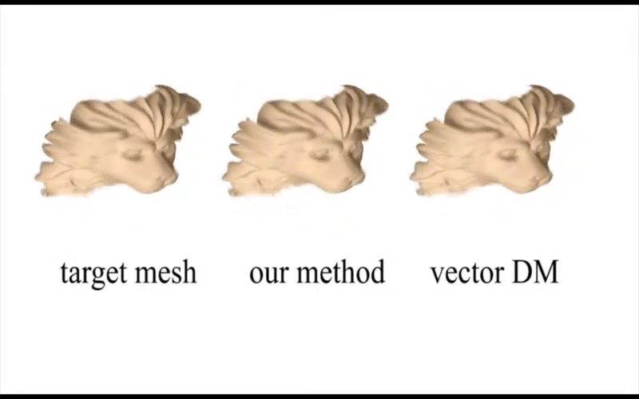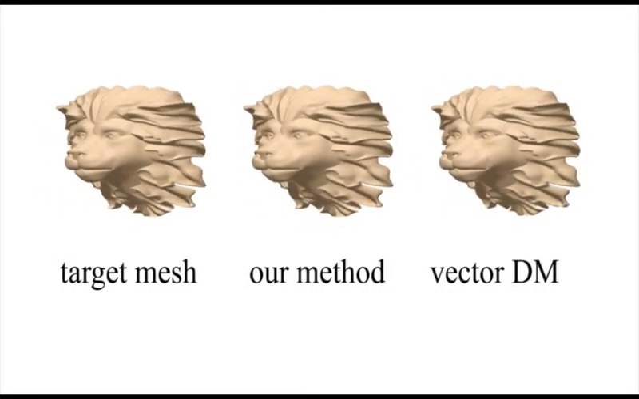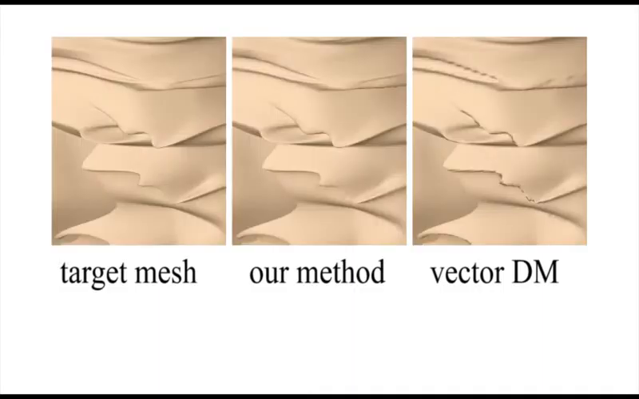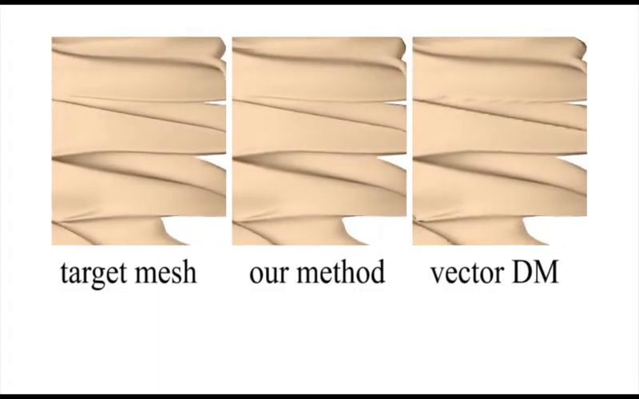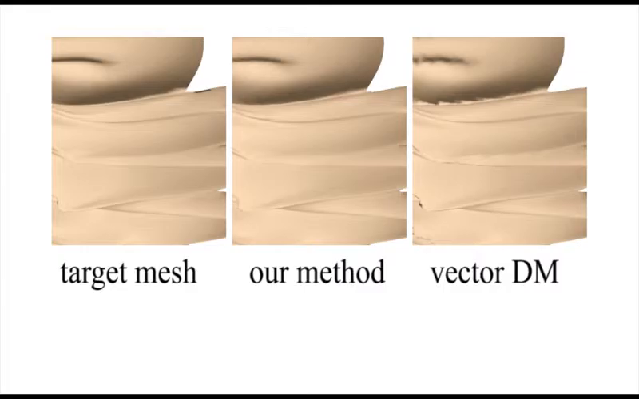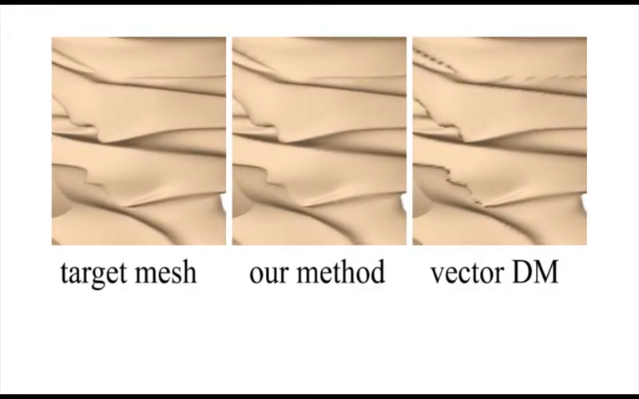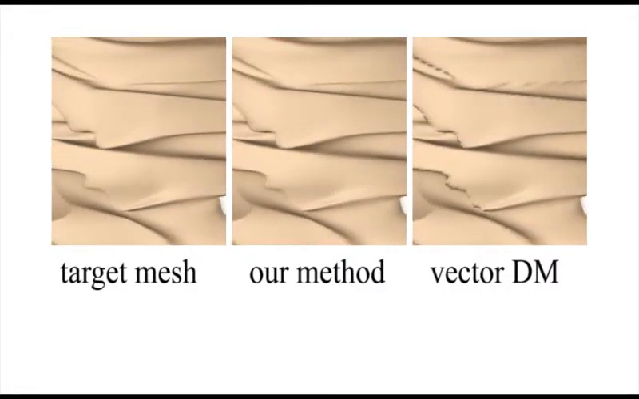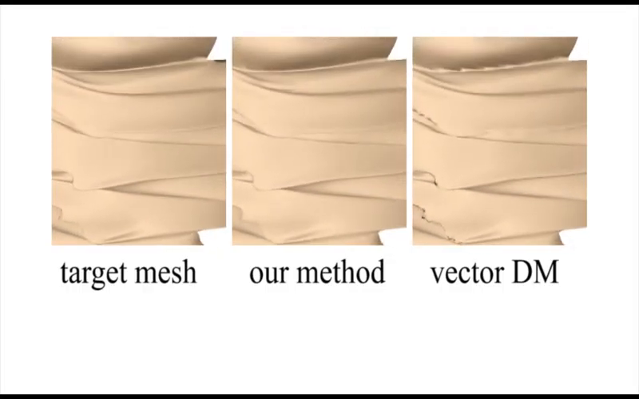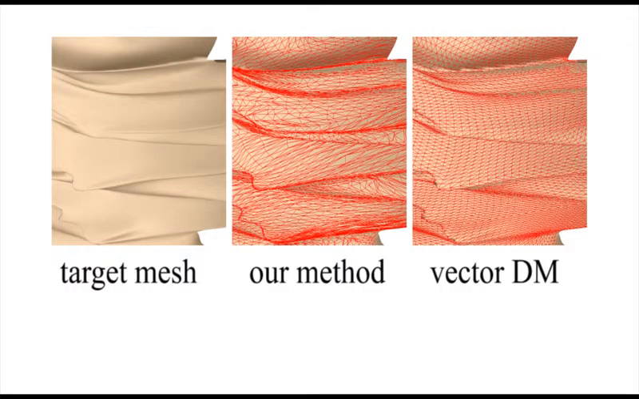This object has many curvilinear sharp features on the surface. We compare our method with typical vector displacement mapping. Our method neatly reconstructs the curvilinear sharp features of the target mesh, but the traditional method does not. Let's compare the wireframes generated by our method and the traditional method. Unlike the traditional method, our method generates more vertices at the feature areas.